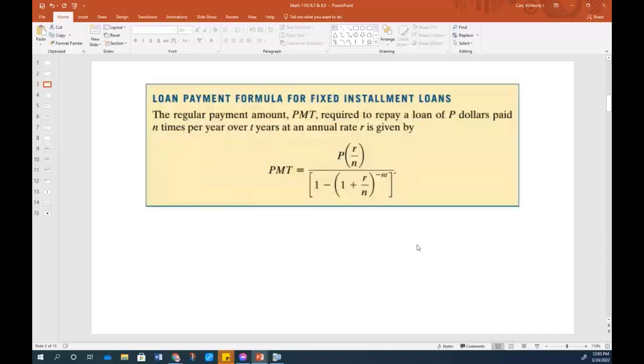So this is a formula, and you can see, again, it's similar. It's got that rate and number, it's got time. But when you want to calculate how much the payment is going to be for a fixed installment loan, that's the formula. The payment is equal to the principal times the rate divided by the number of times you're going to pay each year, which is typically going to be 12. And then down at the bottom, again, the only other thing is we have T, and that's how many years are involved in that.